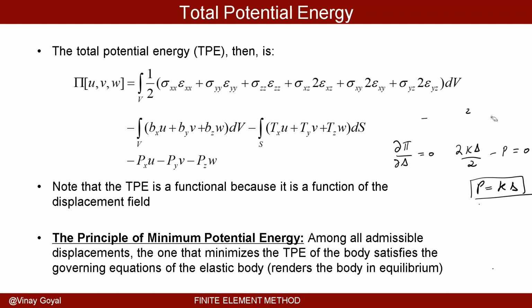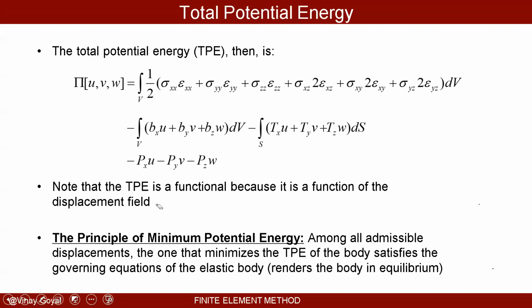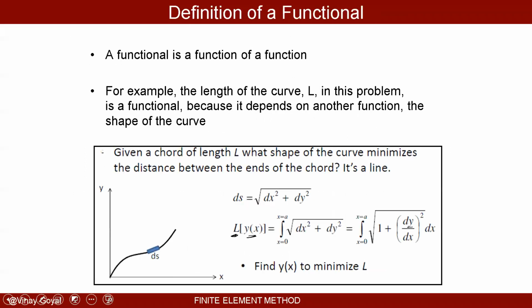We're saying the same thing here, that if I were to find the solution u, v, and w for a particular problem, that u, v, and w cause pi to be a minimum, for the body to be in equilibrium, for the governing equations to be satisfied. And that idea is not very different from when I covered this.